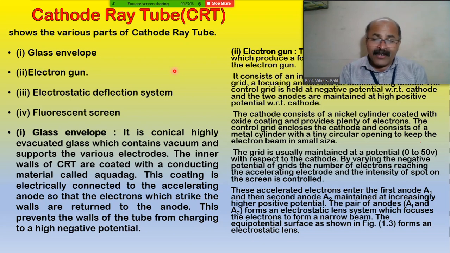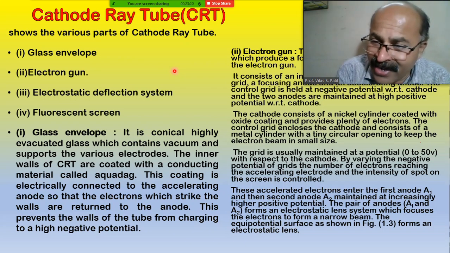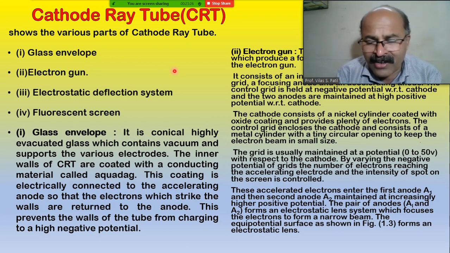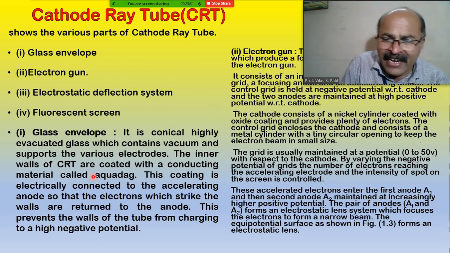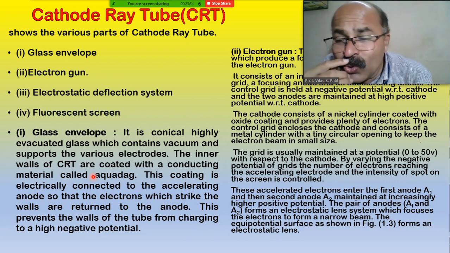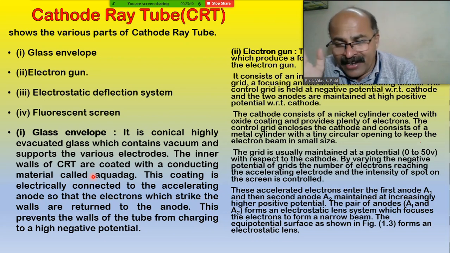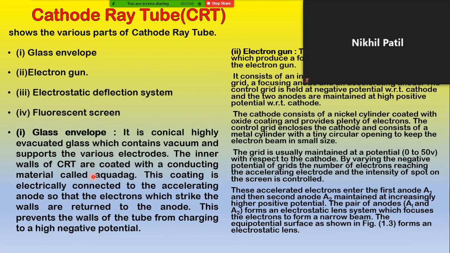This tube is conically shaped. It has a geometrical shape like a conical flask and it contains the vacuum. It is used to support the different electrodes inside the CRT. The inner wall of the CRT is coated with a coating known as aquadag. Friends, aquadag coating is an electrically conducting coating and it is used to conduct the electrons which are dispersed toward the wall.